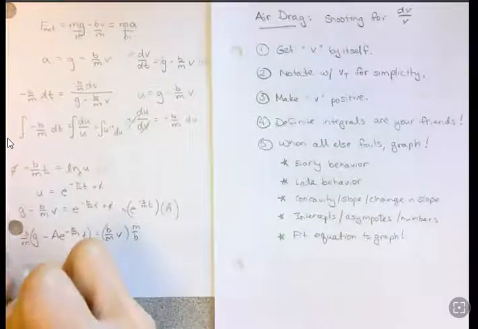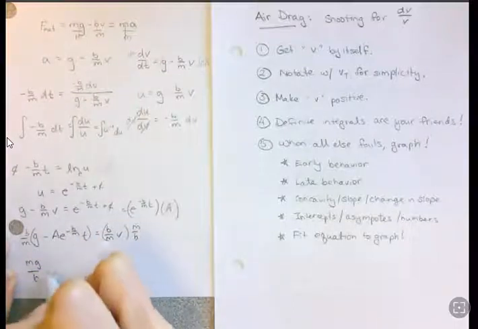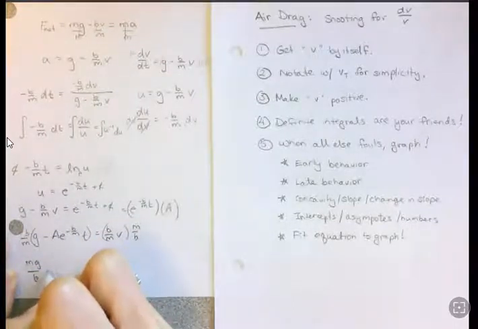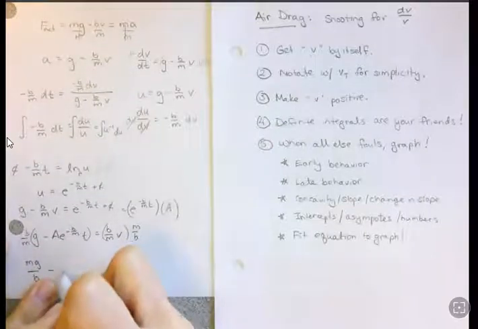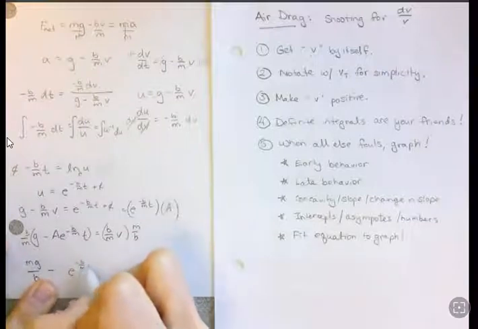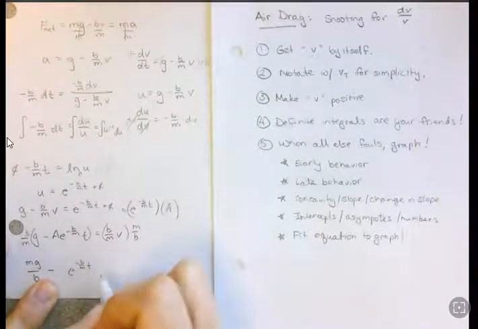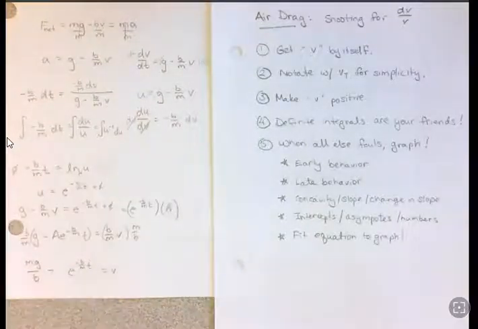Ready? Here we go. Bless my soul, we have our old friend mg over b minus b over m times some number we don't know, e to the negative b over m t, very nice, equals v. Now, same as before, we've got boundary conditions.